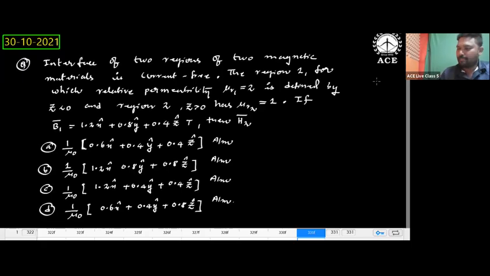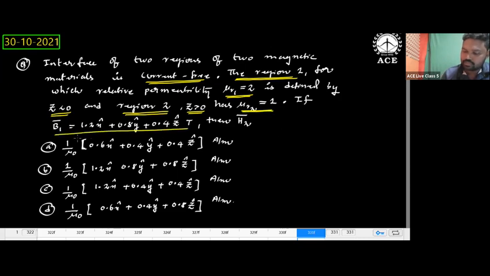Interface of two regions of two magnetic materials is current free. The region 1 for which relative permeability mu r1 is equal to 2 is defined by z less than 0, and the region 2, z greater than 0, has mu r2 is equal to 1. If B1 is equal to this one, then H2 is?